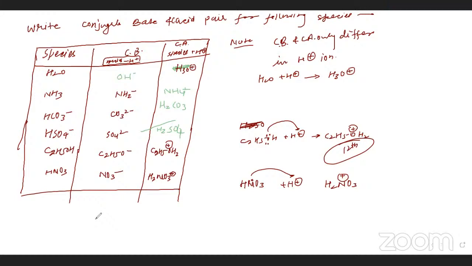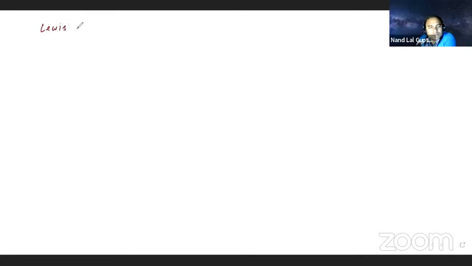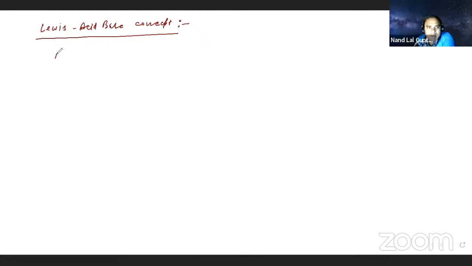Yes. Okay. The next one is the Lewis acid base concept. Have you any idea about this one, Sanoy? So which is electron deficient would be Lewis acid and which is electron rich will be the Lewis base. Okay, very good. Lewis acid.